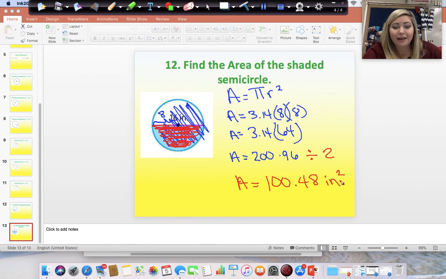Oh, and this is area, so these need to be squared. Anytime you're doing area, you must square your answer. And I don't think we did that on the other problems. So if we were to round this to the tenths place, remember to underline your tenths place and look back at the number behind it. That 8 is enough to bump that 4 up, so it would be 100.5 inches squared.